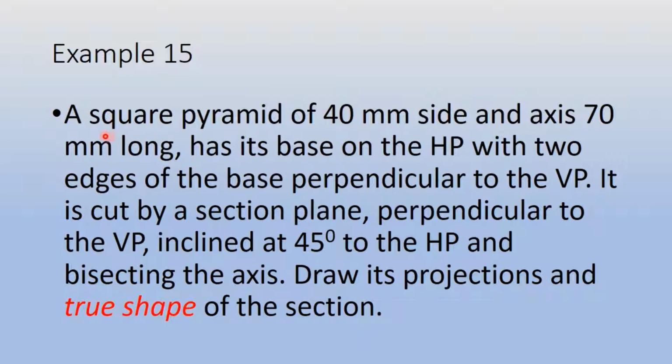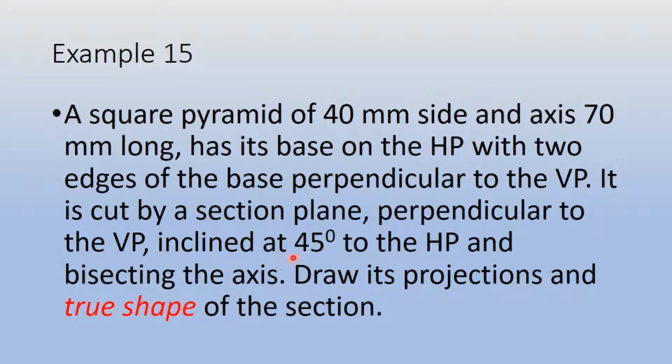So here again we are having a square pyramid of side 40 and axis 70 mm long. It is directly resting with its base on HP with two edges perpendicular to VP. So this is a simple case of a square pyramid directly standing on the HP. The top view will be a square and the front view will be a triangle. And it is mentioned here that it is cut by a section plane inclined at 45 degree to HP and perpendicular to VP.